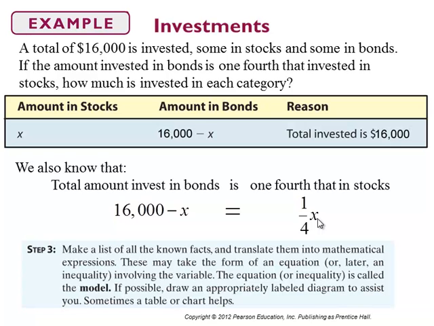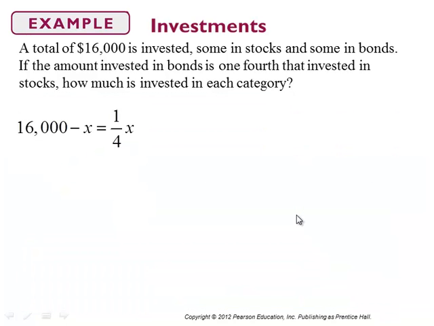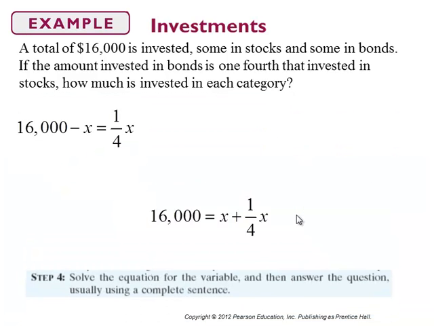So we have this equation now. Take a hard look at it, make sure it makes sense to you. Once you're satisfied with that equation, which by the way is a translation of this statement right here, the amount invested in bonds is 1/4 that invested in stocks. Here it is, almost on a word-by-word basis using mathematical notation. Then you could solve that equation for X. The hard part is setting up the equation.